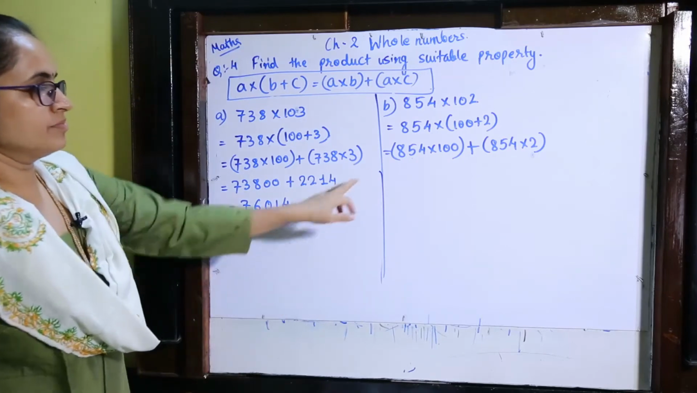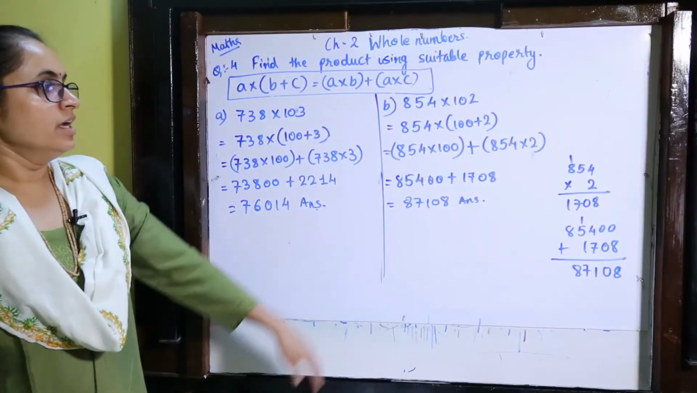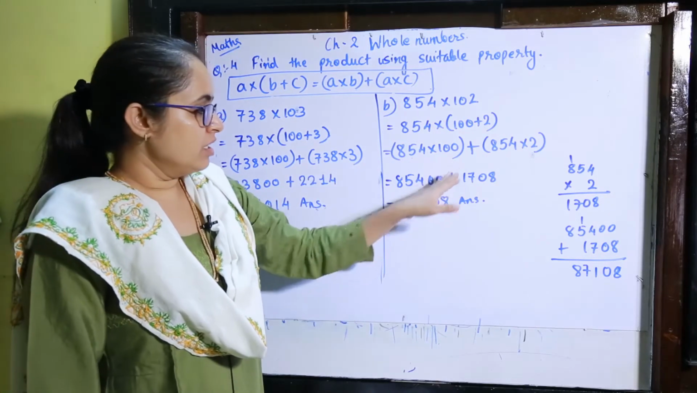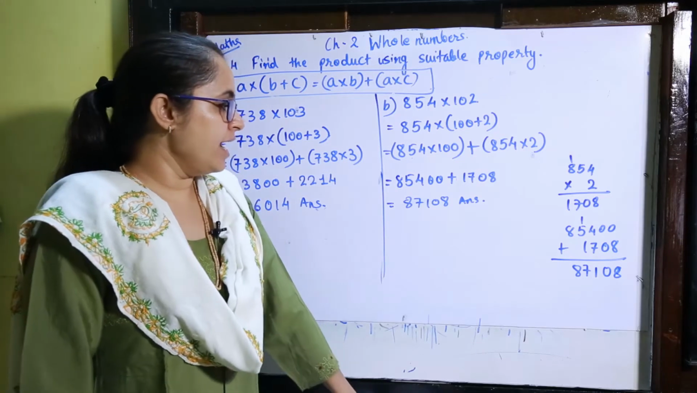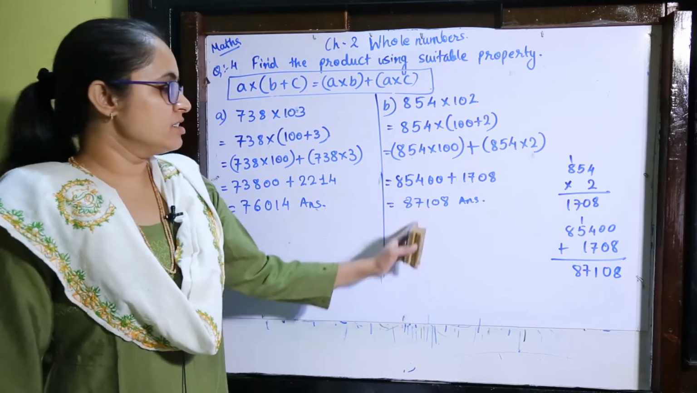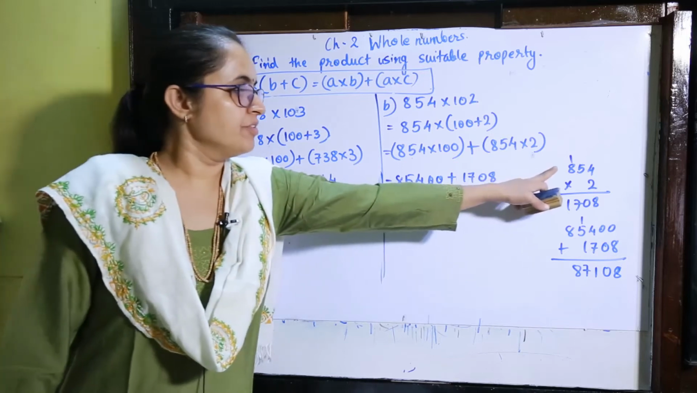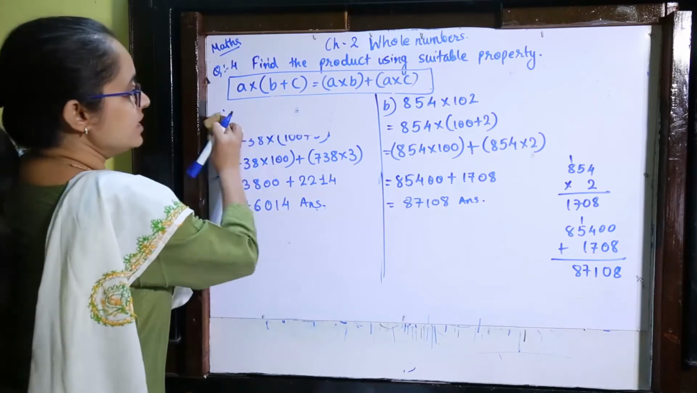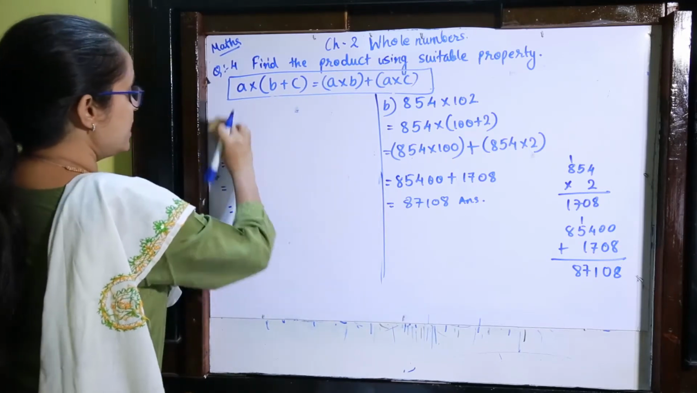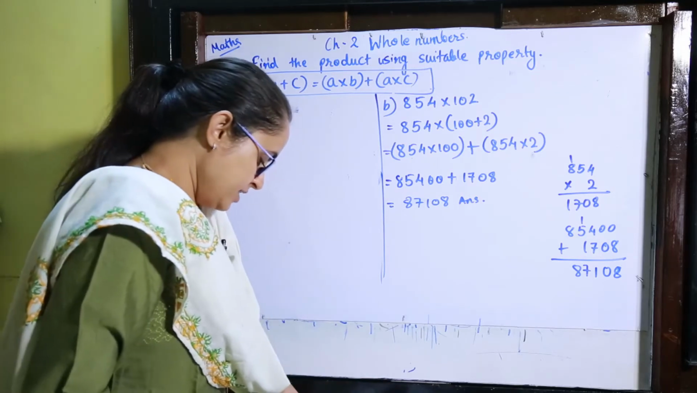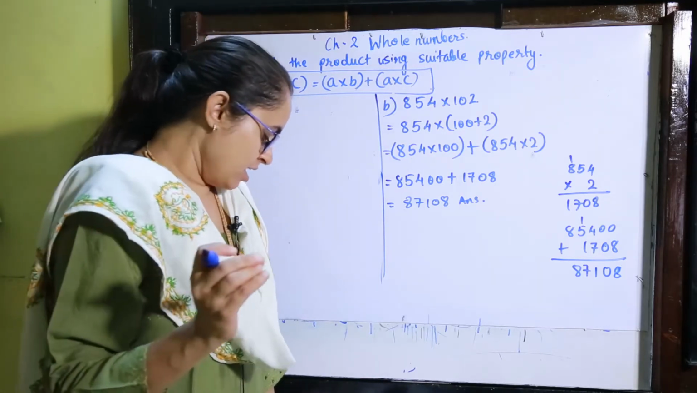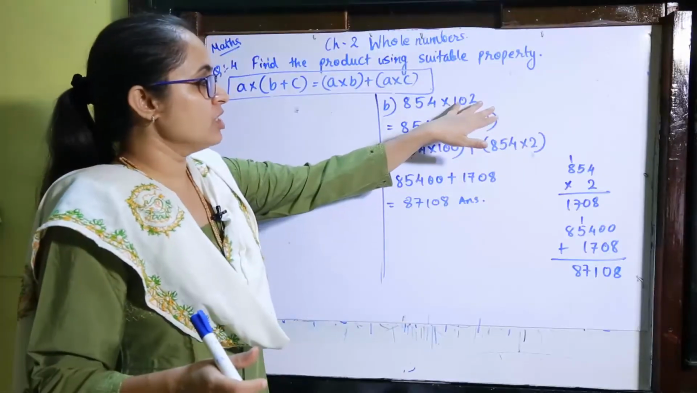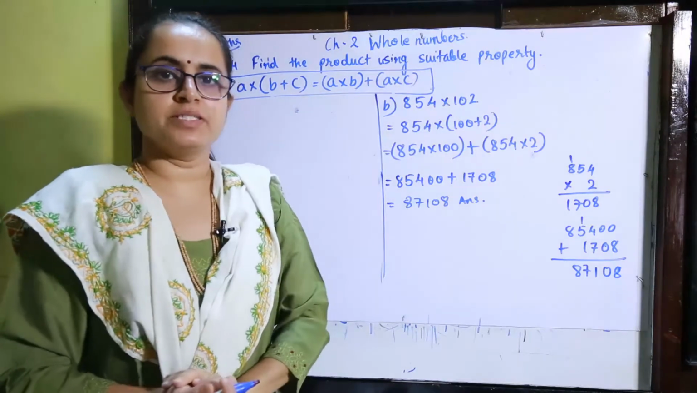Okay, now you can check your answer with this work, and the answer will be 87108. If this is your answer, it is correct, and if you have just gone through these steps, then your answer will be correct. Now I am writing C over here, and C is in your homework, dear children. Same way you have to expand 1008 as 1000 plus 8. You have to do it like this. Here it is 1008, and in its place you have to write 1000 plus 8.